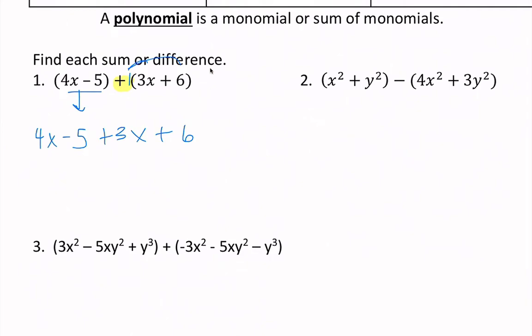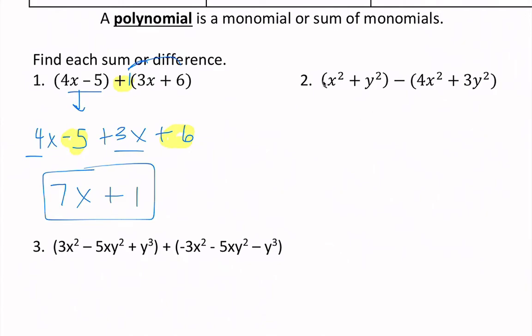So now all I have to do is combine my like terms. I have x's here and here, so together that gives me 7x's. And then I have a -5 and a +6. Together that's going to give me a +1. So notice, I have x's and I have regular numbers. This is what you call a binomial. I have two different terms.